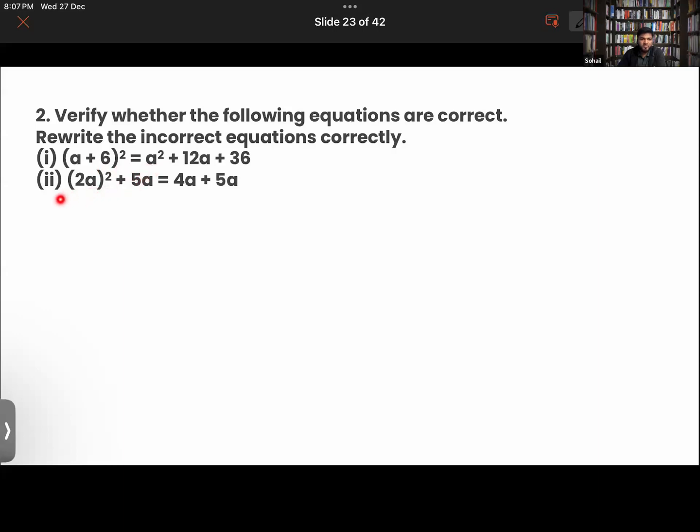Now, everyone turn to question number 2. I think without even having the need to lift the pen, you can solve the second question. Very simple question. Is it correct? No, sir, the second one is not correct. Where is the question wrong?